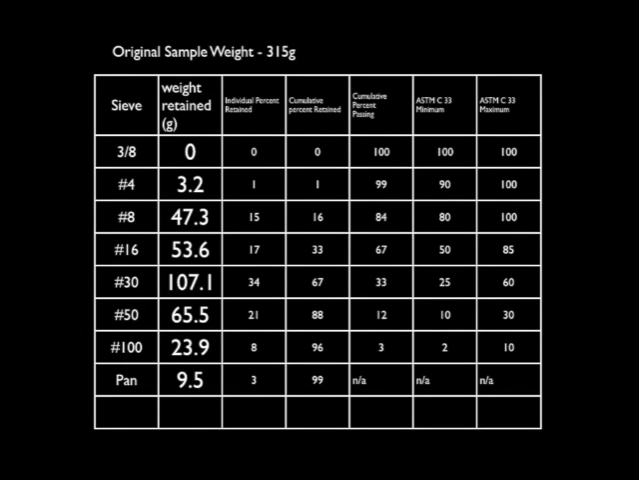Now the next column is, after agitation, we want to weigh the material retained on each sieve. So here, this is the weight retained in grams on each sieve. There was no material on the 3/8, 3.2 grams on the number 4, 47.3 grams on the number 8, and so on.